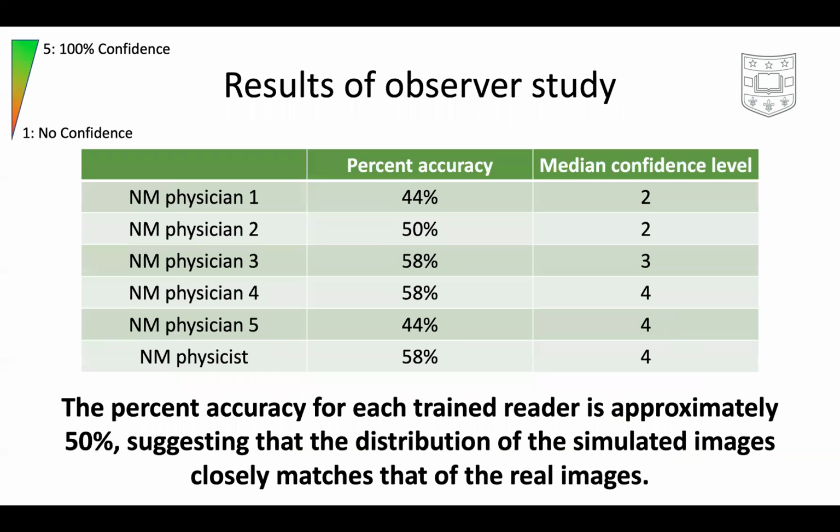In this slide, we present the results of the 2FC test. The table here shows the fraction of times that each reader correctly identified the real PET images, along with the median confidence level. We can see that the percent accuracy for each trained reader is only approximately 50%, suggesting that the distribution of the simulated images closely matches that of the real images.